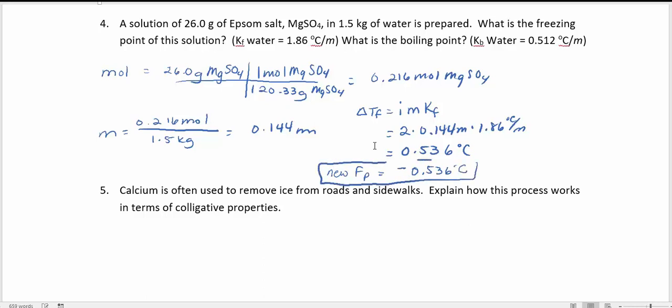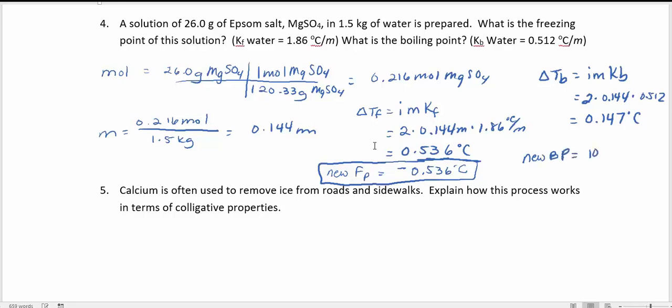So now we do the boiling point as well. Similar equation, delta Tb equals i m Kb. I is 2, molality is the same, 0.144, and then Kb also given to us at 0.512. Work that out, the change in temperature of the boiling point is 0.147 degrees Celsius. So the new boiling point will be 100.147.